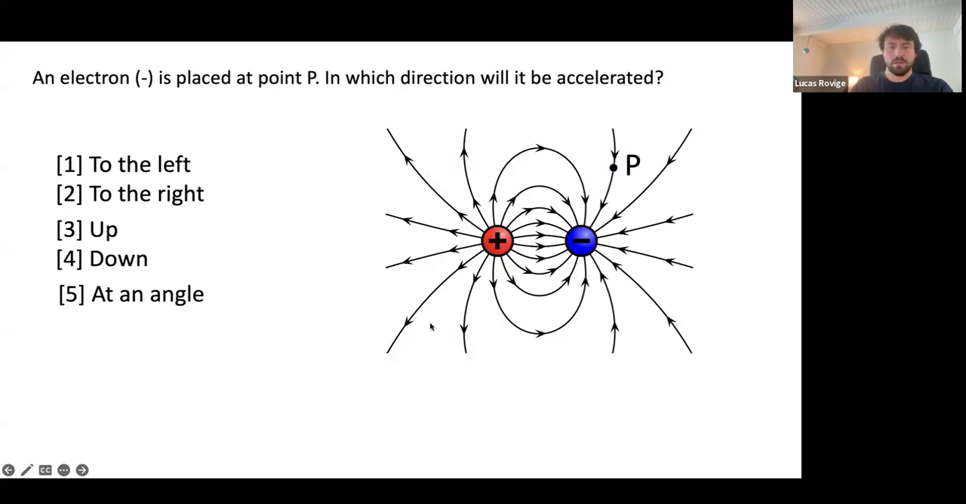Okay. So now we have a dipole here, with the typical field line distribution of a dipole, and we place an electron, so a negative charge, here at point P. In which direction will it be accelerated?